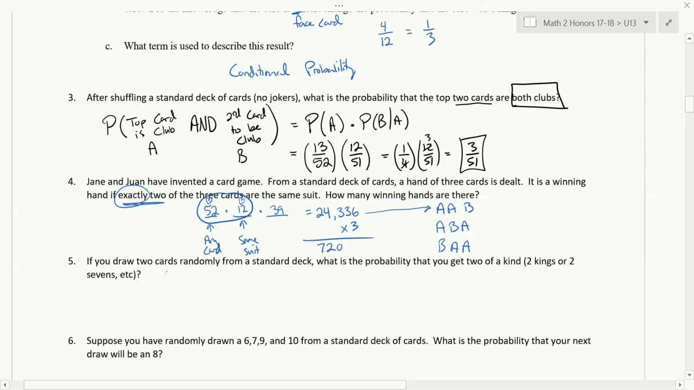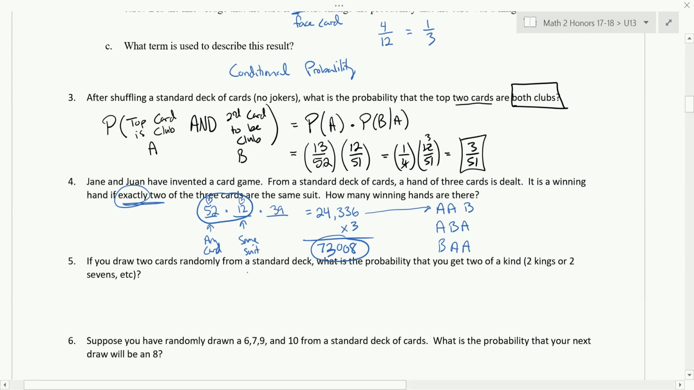72,008? Sorry, 73,008. Like that? Okay. All right. So getting to the 24,336, that's like 90% of the work, and that's awesome that you were able to think through that, get the 52, the 12, and the 39. That's awesome. But we just got to consider, well, it could also happen in a different order.